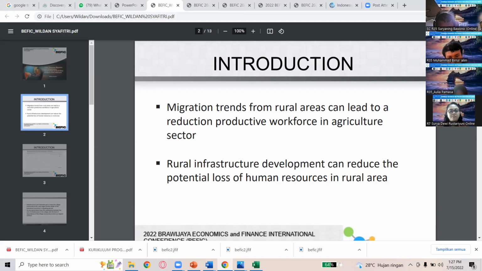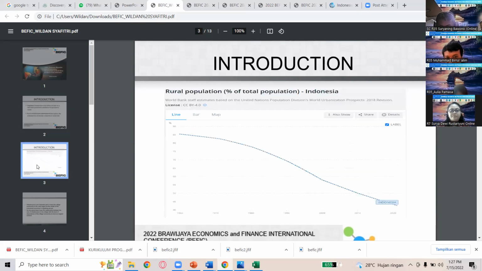And also this is a question of why labor force: if we develop the rural area, this can cause people in rural areas to move to urban areas. That's what we call urbanization. If we see the latest data in 2020, you can see that the population in rural areas tends to decrease, and from the beginning of 2010, people tend to live in urban areas rather than rural areas.